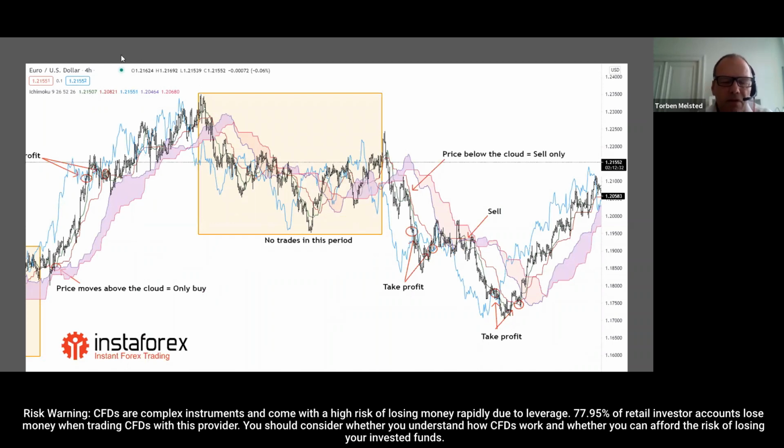Here I've taken the opposite side just to see how it works. Again, if price is above the cloud, you can only buy. If it's below the cloud, you can only sell. No selling at any point here. If you do that, that's a totally different thing you're doing, and it's no longer this indicator you're trading with. So that's just a reminder. At this point, only buy if price is above the cloud, and only sell if price is below the cloud.